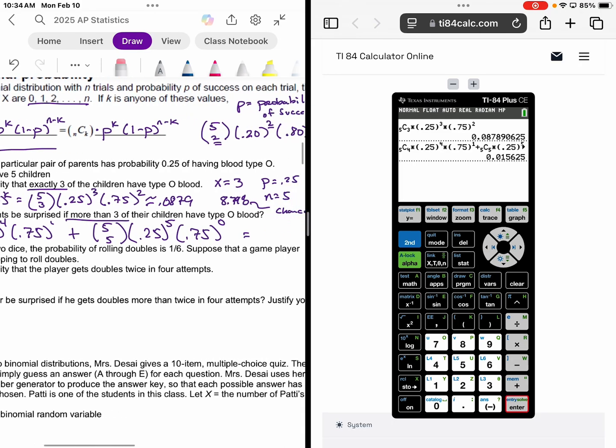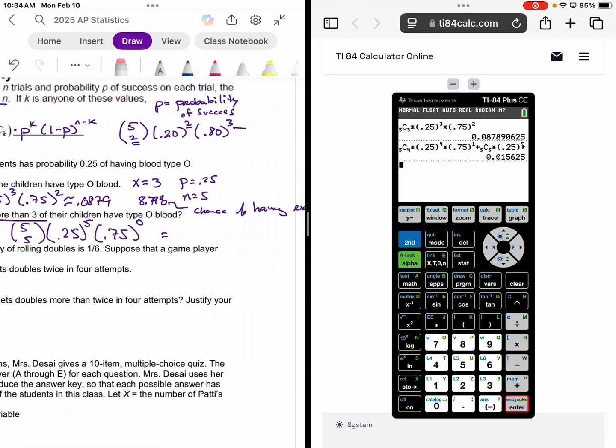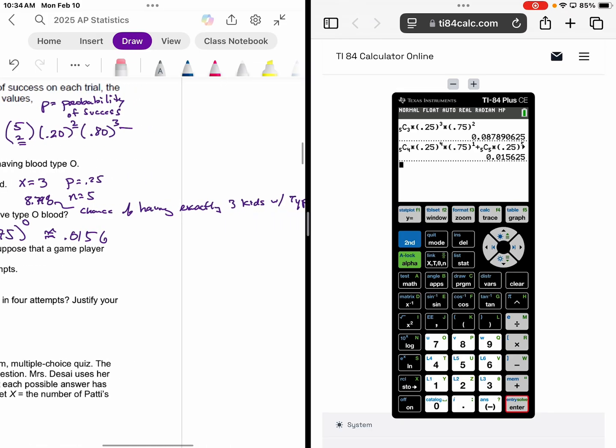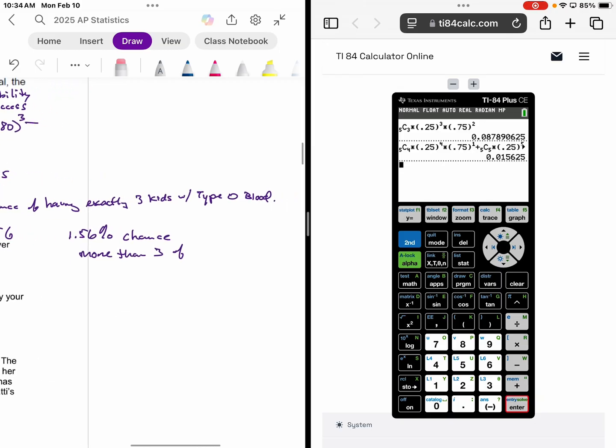And it says that it is approximately 0.0156. So there is a 1.56% chance that more than 3 of the kids are type O.